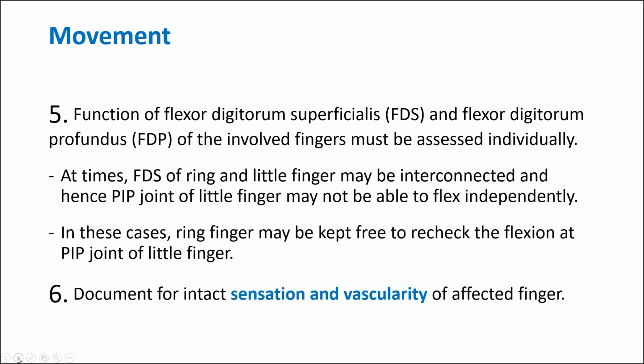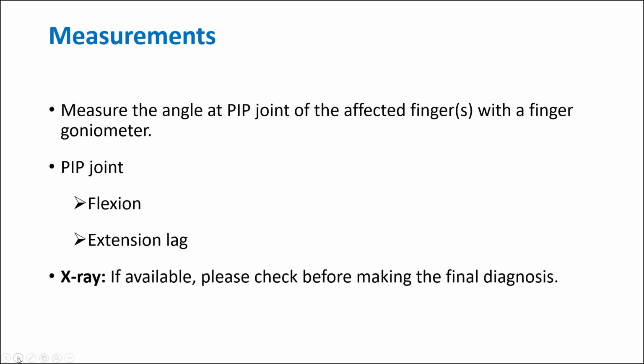Look for the movements of the joint and examine FDS and FDP individually. Sometimes the FDS of the ring and the little finger may be interconnected and you will not be able to assess the fingers independently. So in that case, keep the ring finger free and then check the flexion of the PIP joint of the little finger, and then the same maneuver can be repeated over the ring finger also. Do not forget to check for the sensation and vascularity of the affected fingers.